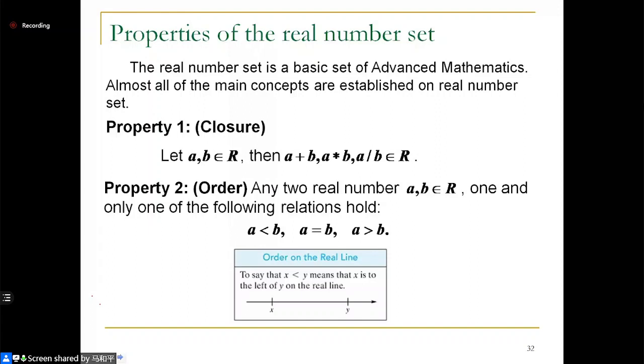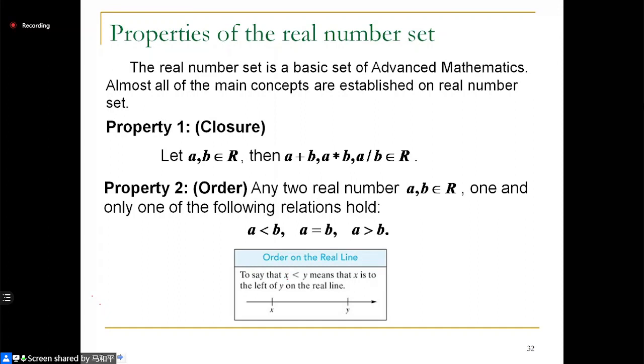And property two, order. This means for any two numbers A, B belonging to R, one and only one of the following relations holds: A less than B, A equal to B, or A greater than B. This is the order on the real line.